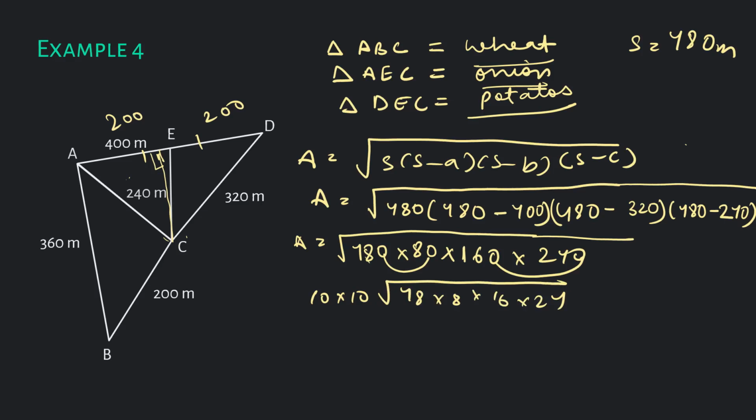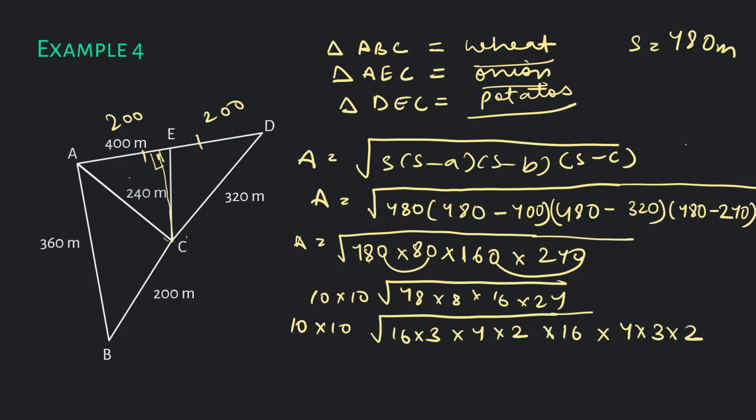Now let us divide these into the factors of perfect square and prime number. 10 into 10 under root 48 can be written as 16 into 3. 8 can be written as 4, which is a perfect square, into 2, which is a prime number, then 16 is a perfect square, and then 24 can be written as 4 into 3 into 2. Now, let us take the numbers out. We can see 16 into 16. So, we'll take out 16 into 100.